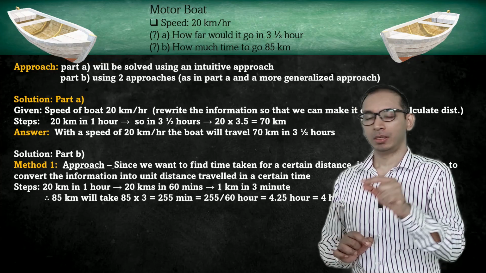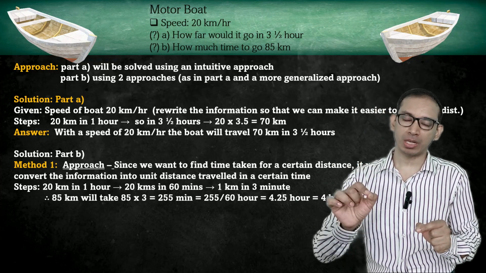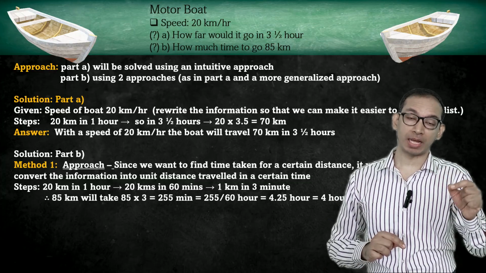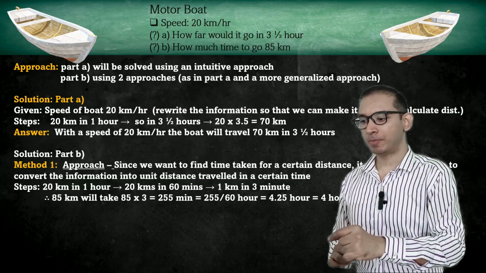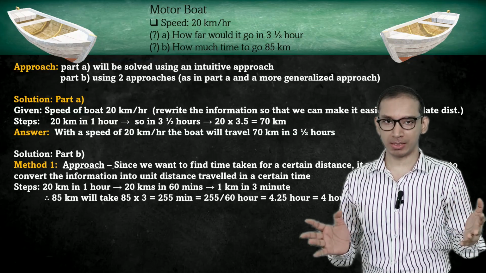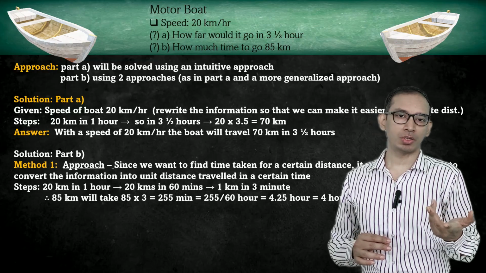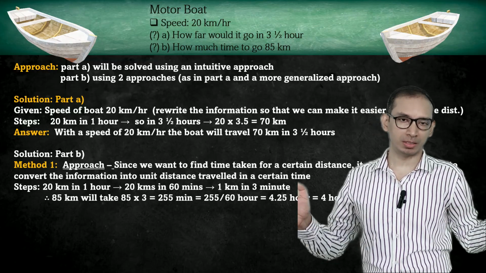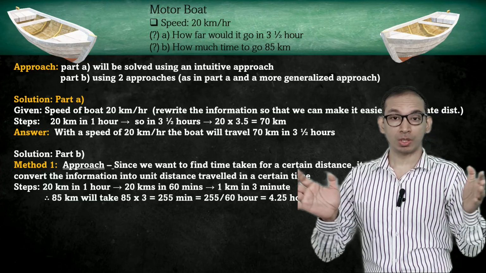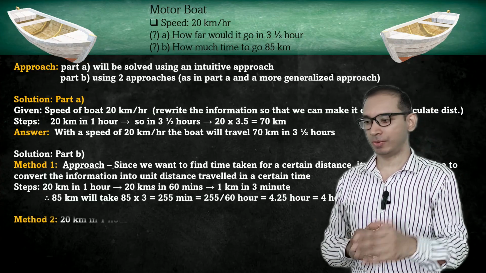From here, it's very easy. 85 kilometers means 85 into 3, which is 255 minutes. Divide that by 60, you get 4.25 hours. What is a quarter hour? 15 minutes. 1 full hour is 60 minutes, so a quarter hour, 1/4, is 15. So 4 hours and 15 minutes.